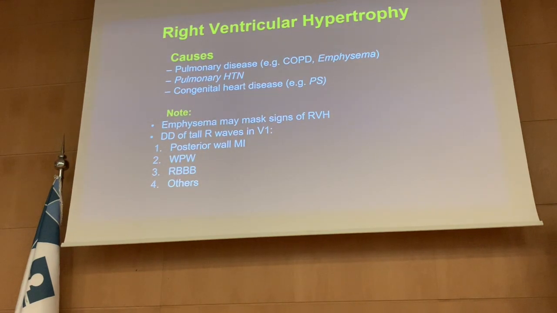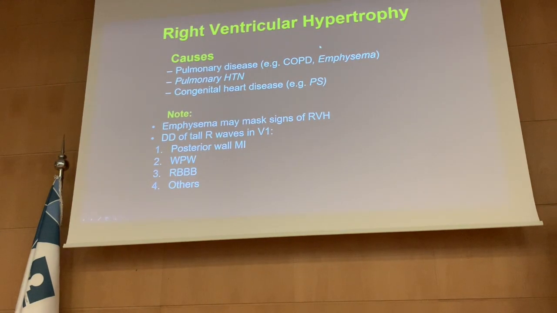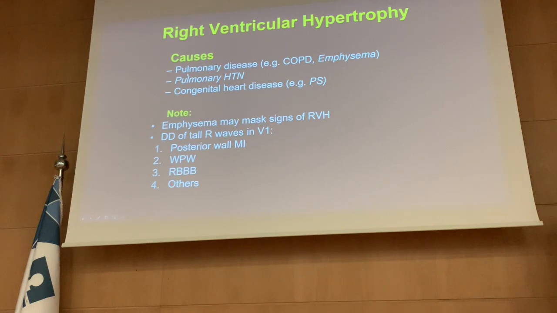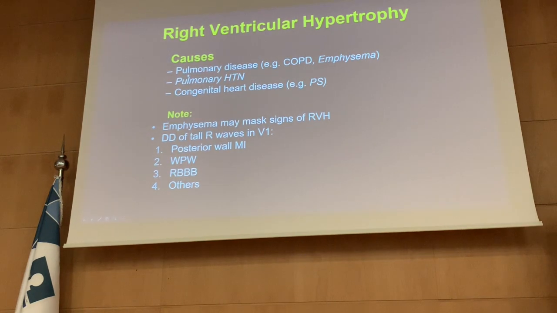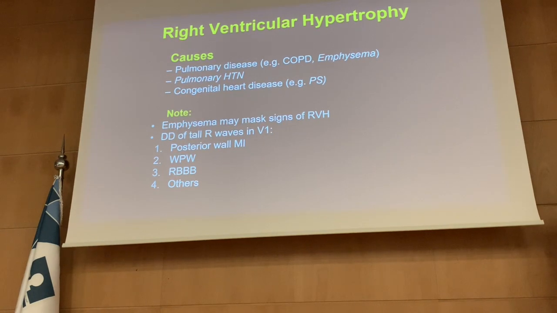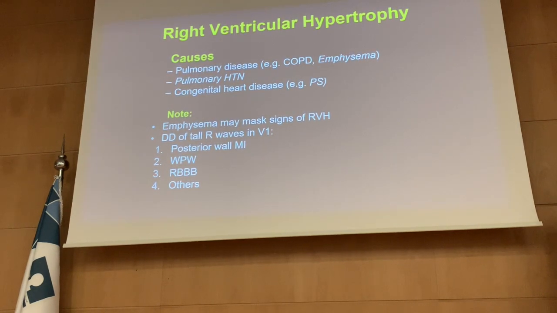So what are the causes of right ventricular hypertrophy? When the right ventricular muscle gets bigger, in what cases? Pulmonary hypertension. Pulmonary diseases like COPD, emphysema, yes, pulmonary hypertension. Pay attention to this. And congenital heart disease like pulmonary stenosis.